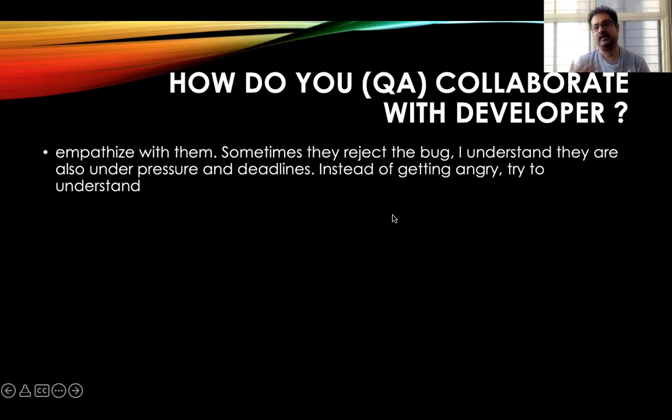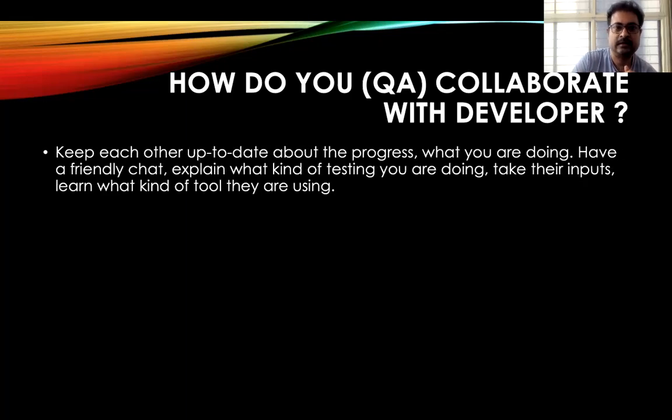Second thing is we empathize with them. We also understand they are under pressure. Sometimes we put a bug, they get irritated, or maybe they have a lot of bugs they have to fix. So we try to understand their problem and we try to help them. We don't get angry, and basically try to collaborate, try to make things work. So that is also very important. Instead of taking it personally, we try to work with the developer with a cool head, cool mind, and that is another thing.